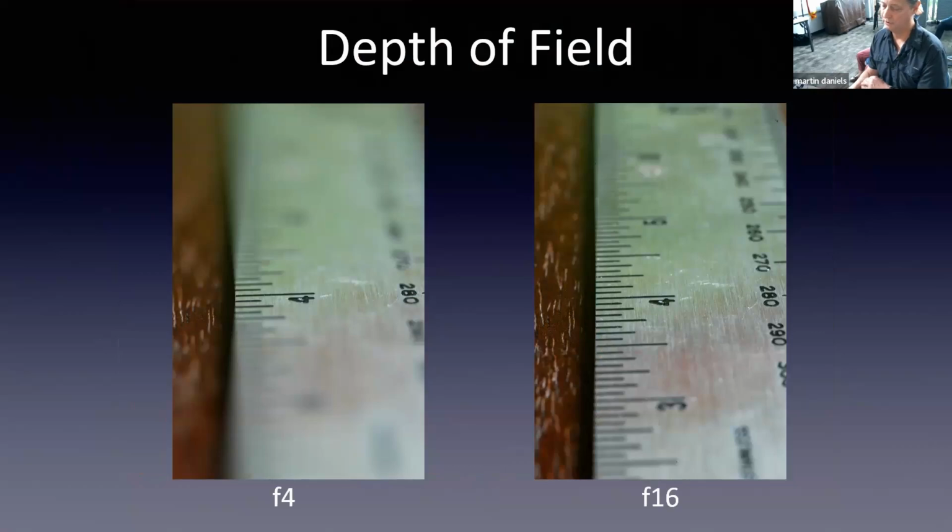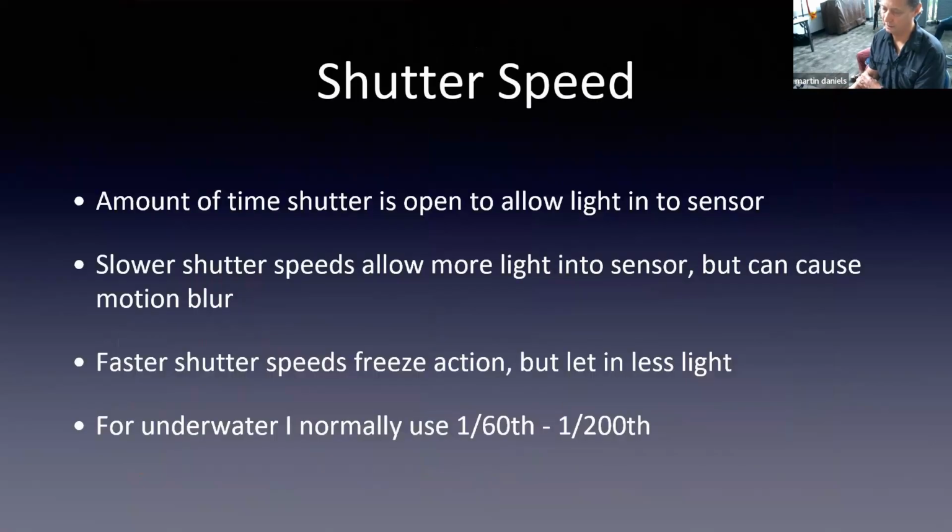At the wide open apertures on the left, f4, for example, you maybe have a quarter inch of really good depth of field. And then on the right side at f16, you probably have a half inch or something, a really solid, clear depth of field. So it makes a big difference what aperture you're shooting. So now we're moving on to shutter speed. The amount of time the shutter is open to allow light into the sensor.